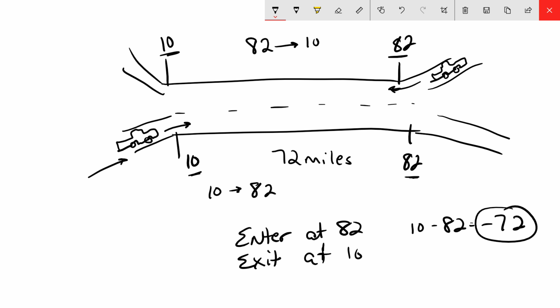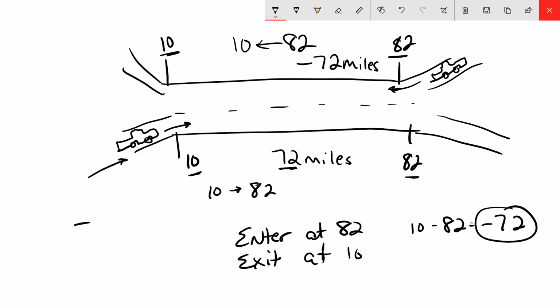But right here, if I'm looking at going from 82 to 10, this might make more sense if I wrote it this way, that here I went from 82 to 10, and that would be a negative 72 miles. Can you travel negative 72 miles? No. You travel 72 miles. So what I'm looking at here is the difference between 82 and 10.